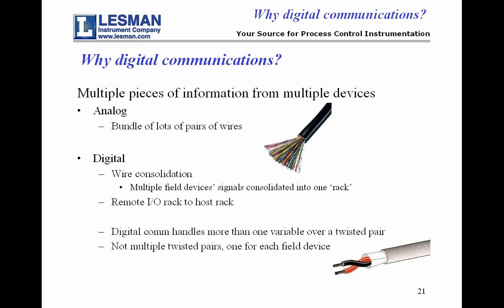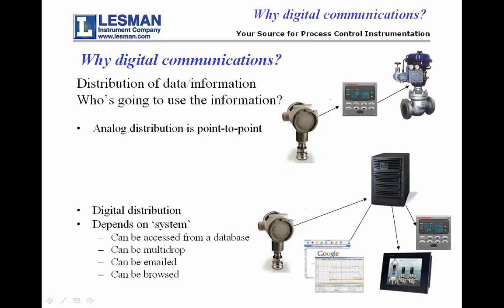One aspect of digital communications is consolidating lots of information out in the field, getting multiple pieces of information from multiple devices back to a central point. The way I do that with analog is I have to have a cable with a whole bunch of wires in it, usually twisted pairs, but it's a big bundle of wires. When I go digital, I've got a twisted pair down here, and I can consolidate that information and transfer it from one point to another. The typical application for that is a remote I/O rack that goes back to a host rack. The remote I/O rack has all that I/O coming into it. You send all that data back on a twisted pair to a central point.